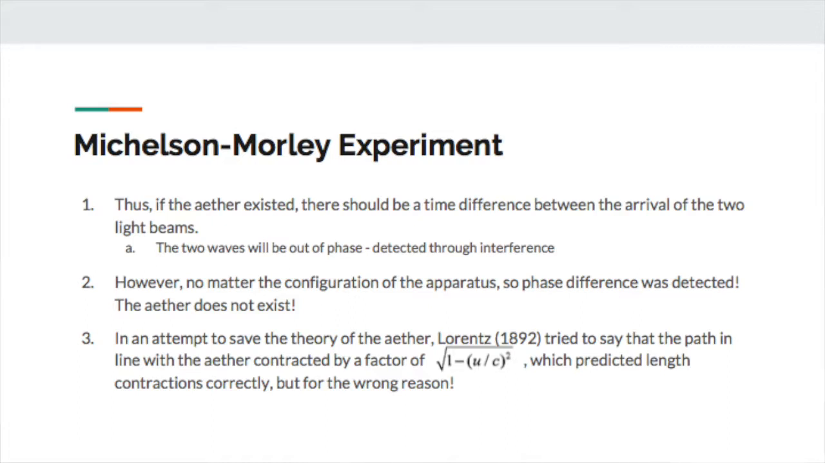So he actually did predict something called length contraction, which is a fundamental result of special relativity, correctly, but for absolutely the wrong reason, which is a funny coincidence of the history of physics.